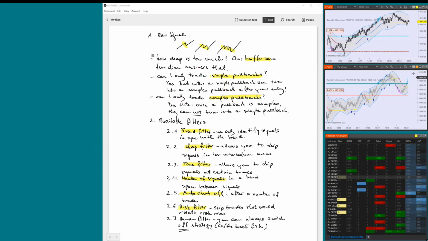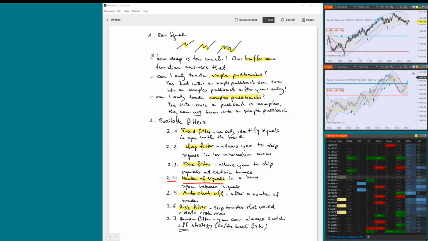And actually, there's one more little subset here in the number of signals, because you can not only define the number of signals in a trend, but you can also define the space between the signals, because you may not want to take a signal on every candle or every second candle.